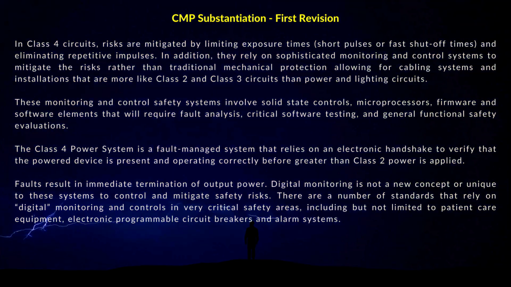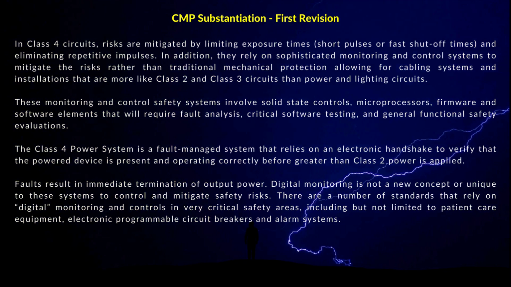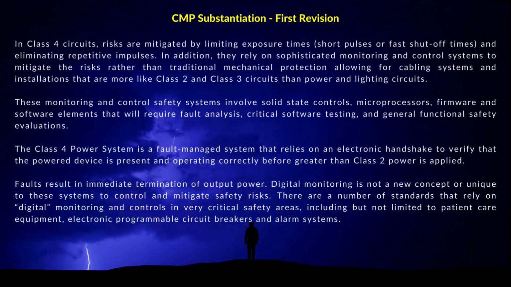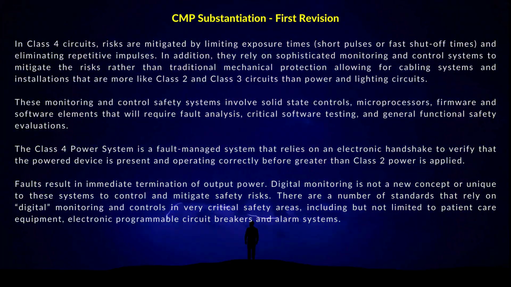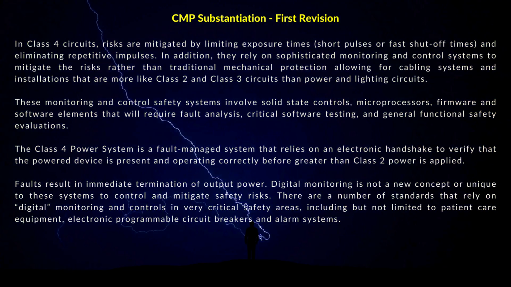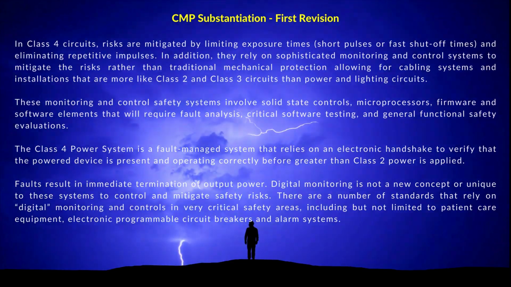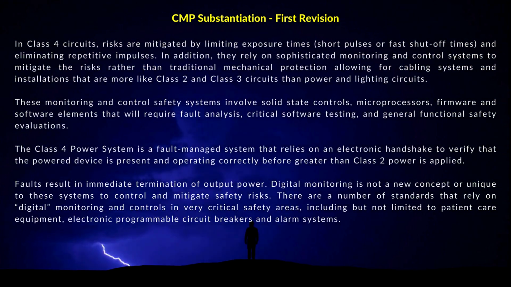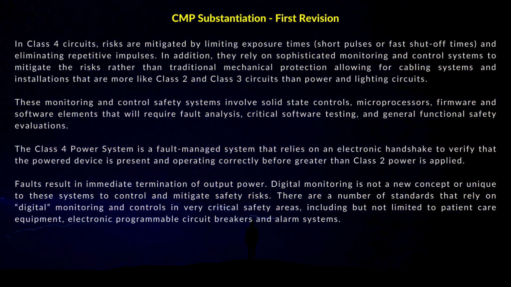These monitoring and control safety systems involve solid-state controls, microprocessors, firmware, and software elements that will require fault analysis, critical software testing, and general functional safety evaluations. The Class 4 power system is a fault-managed system that relies on an electronic handshake to verify that the power device is present and operating correctly before greater than Class 2 power is applied. Faults result in immediate termination of output power.